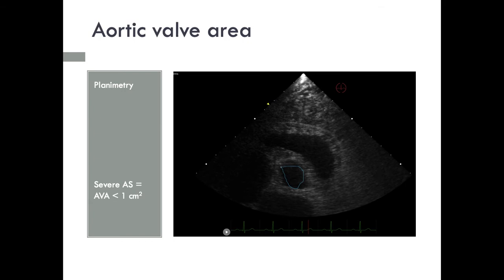Normal is 2 to 4 centimeters squared. Severe aortic stenosis is when the area is less than 1 centimeter squared. There is a bit of danger in doing this because you really need to have your tracing done at the level of the leaflet tips. And if you're not at the leaflet tips, you can overestimate the area of the valve. And again, we commonly see calcific aortic stenosis, and the shadowing caused by the calcium makes it virtually impossible to trace an accurate valve area.